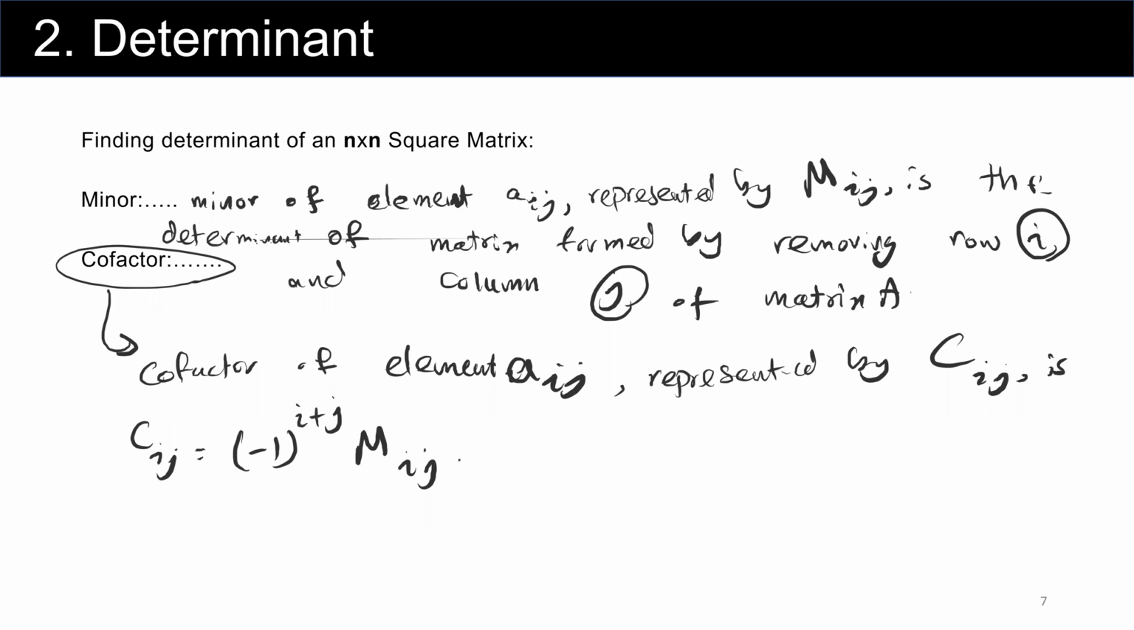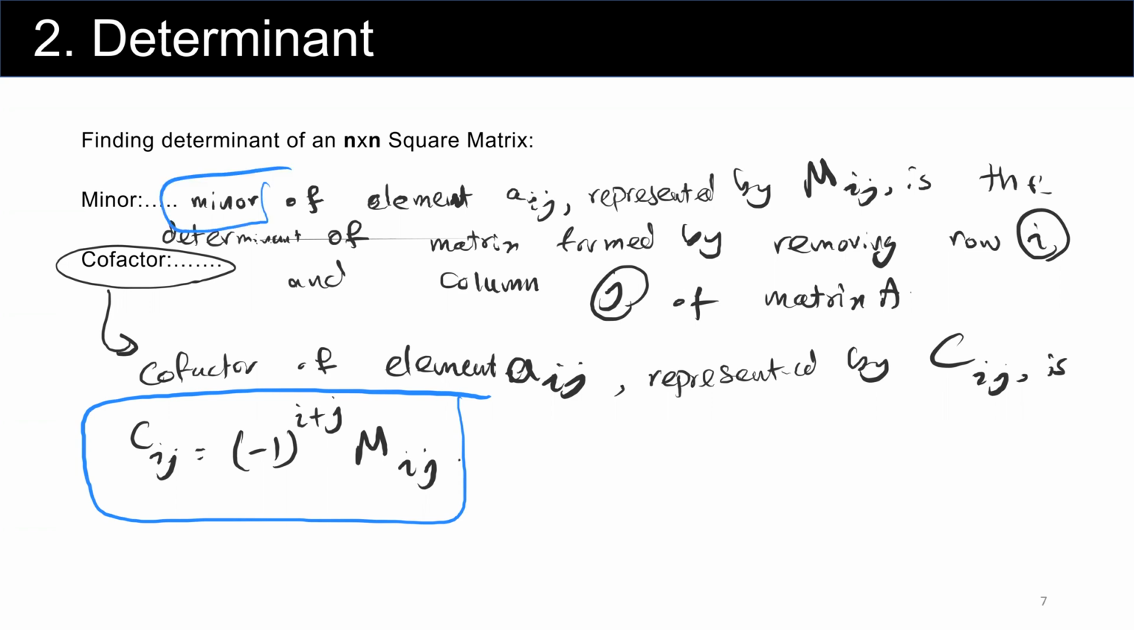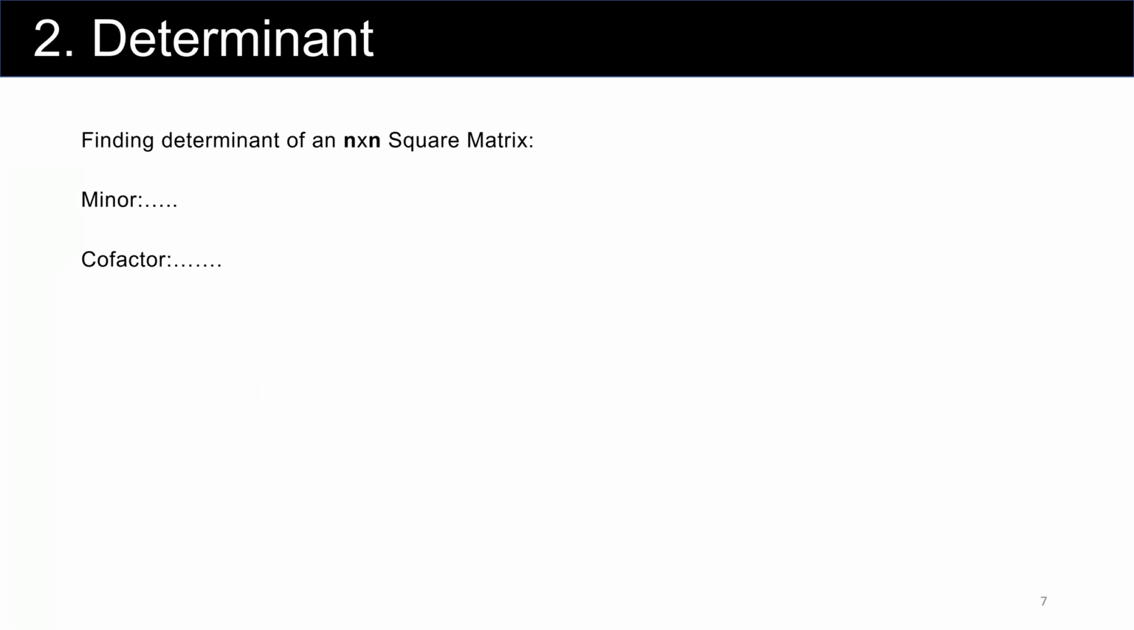All right. So both minor and cofactor will be used to find the determinant of the matrix. So this is cofactor, and minor is already defined. Keep these two in mind. We have Cij, which is cofactor, Mij, which is minor. So minor is M sub ij, and cofactor is C sub ij, which is nothing but -1 to the power i plus j times Mij. Now we want to use this to create a step-by-step process to find the determinant of an n by n matrix.